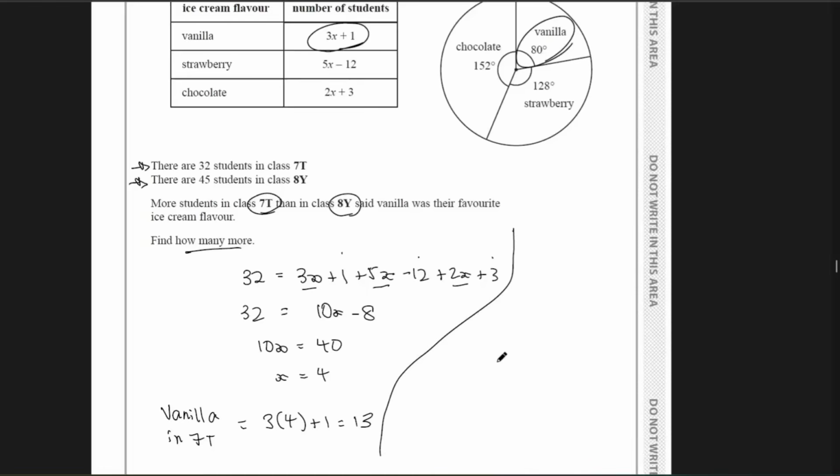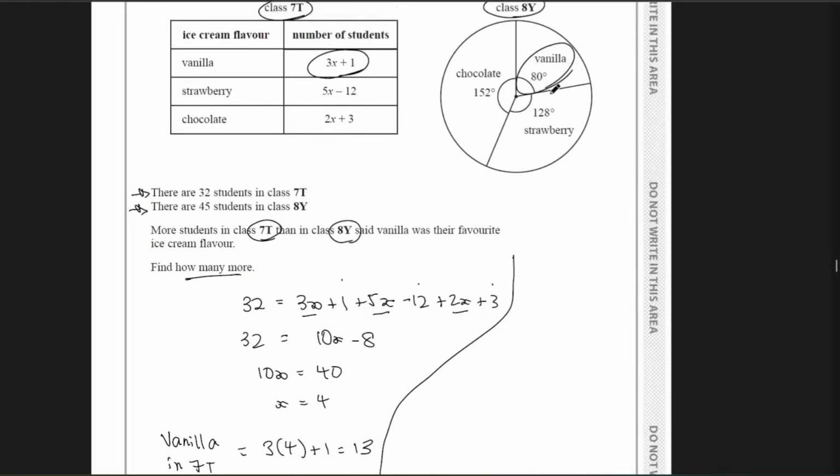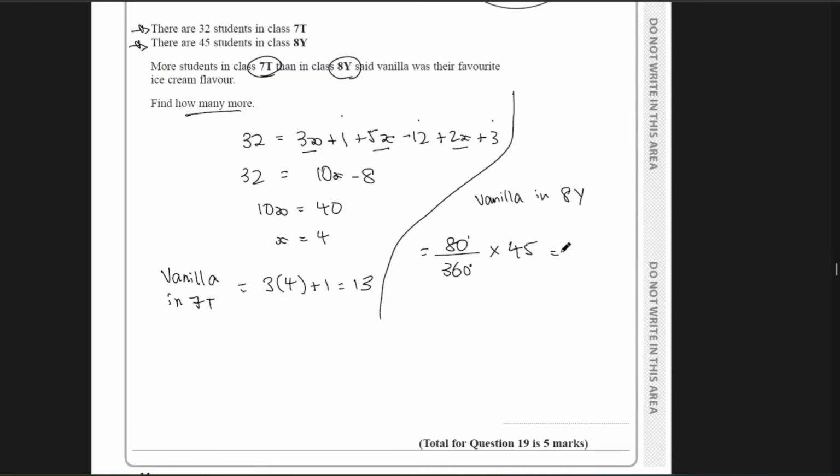So 80 degrees out of 360 degrees represent the number of students who like vanilla in 8Y. So we can say the number of students who like vanilla in 8Y is equal to 80 degrees out of 360 degrees times the total number of students, which is 45. So this gives us 8 over 36 times 45, 10. 10 students like vanilla in class 8Y.